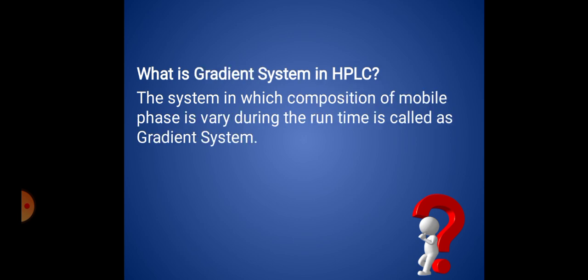Next question is, what is gradient system in HPLC? Gradient system in HPLC is the opposite system of isocratic system, because in isocratic system there is a use of single mobile phase during the runtime, but in gradient system in HPLC the composition of mobile phase varies during the runtime, and hence this system is called as gradient system of HPLC.